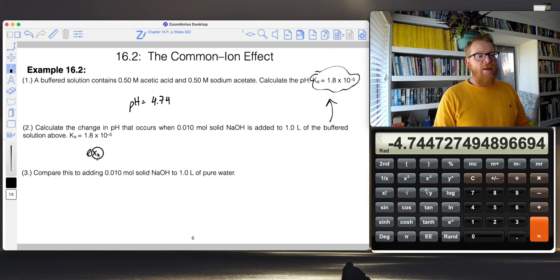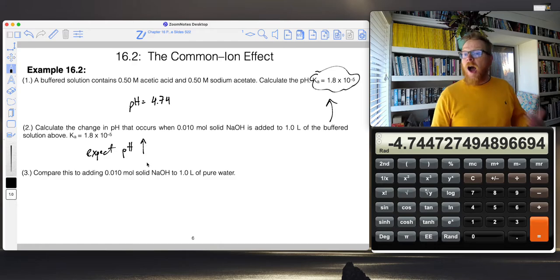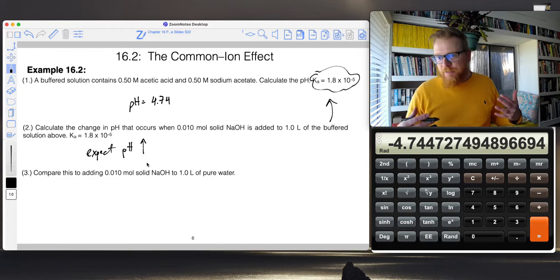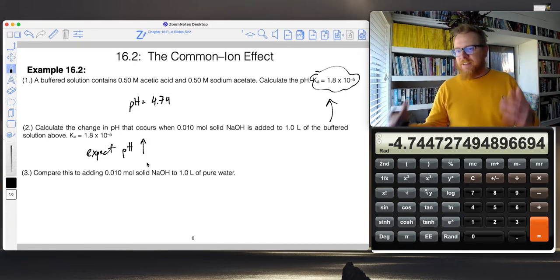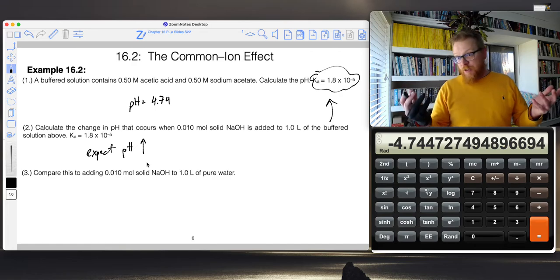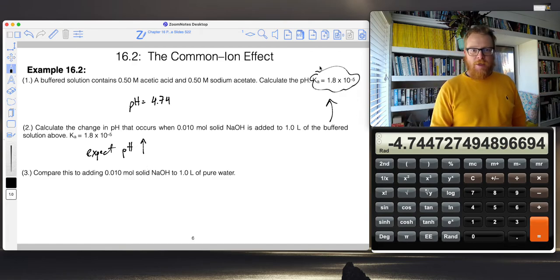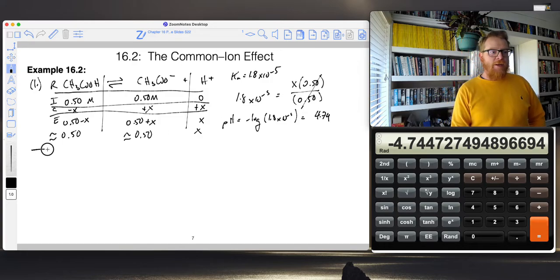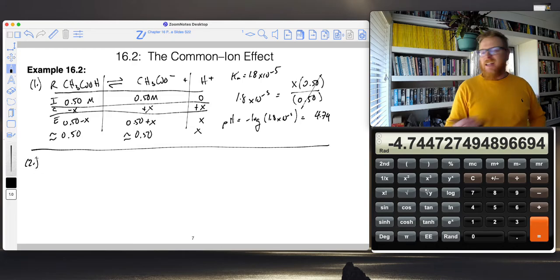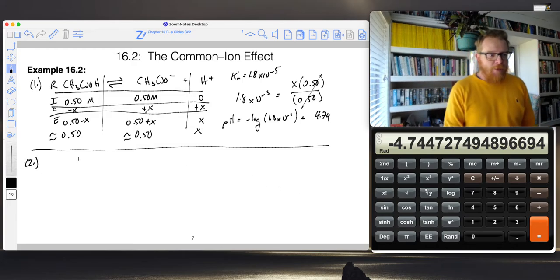So we expect that the pH should go up because we're adding base to this acid buffer. And even if it wasn't a buffer, we're still adding base to an acid, so the pH should increase, right? We should expect to see that. So let's go for it. To do this, I'm going to introduce a new type of calculation. I like to call this a before and after.